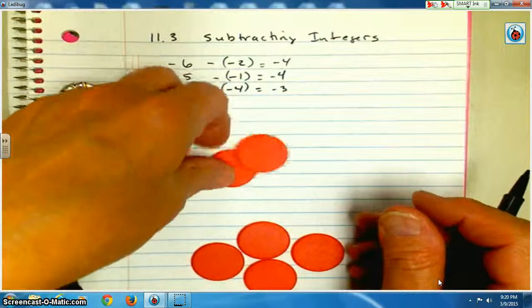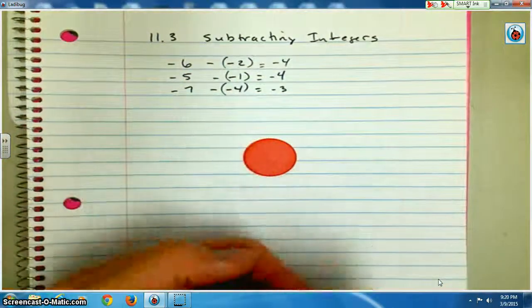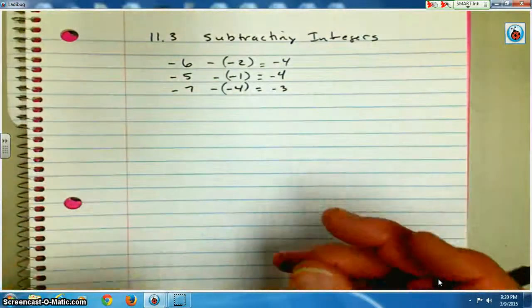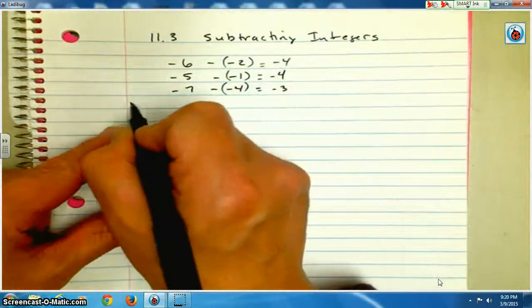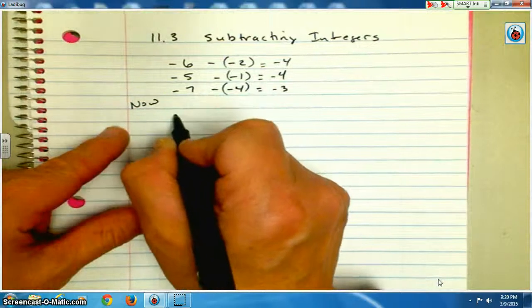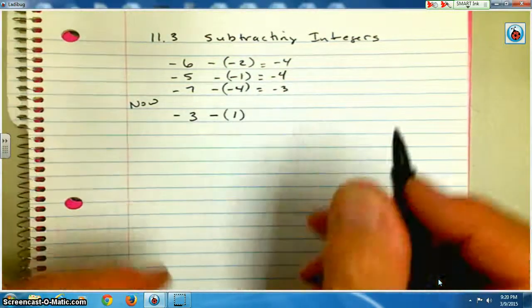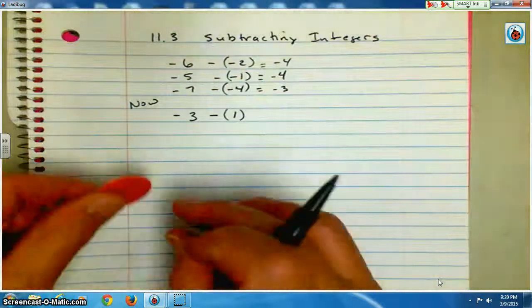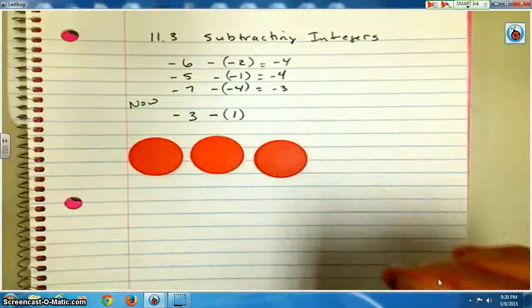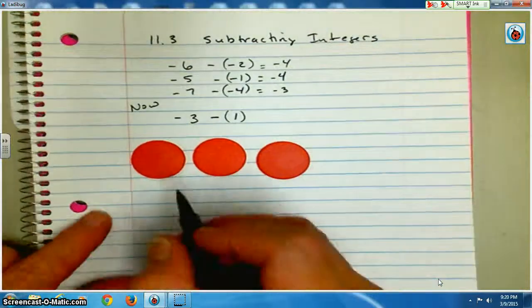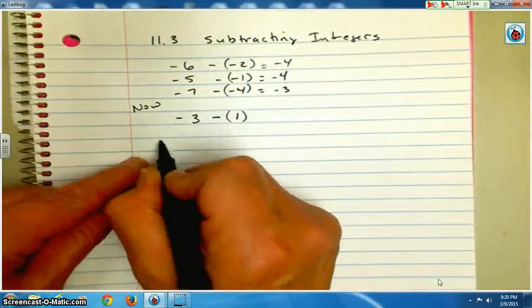So we're going to move on now to what happens when we start with a negative number and we subtract a positive number. So for example, let's move to an example like this, a -3, and we want to subtract a +1. So let's lay out our chips. A -3, so 3 chips. And if you don't have chips, you can just do this. You can put down little pluses.